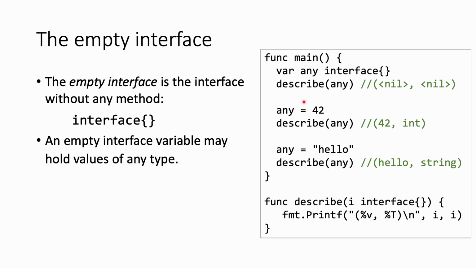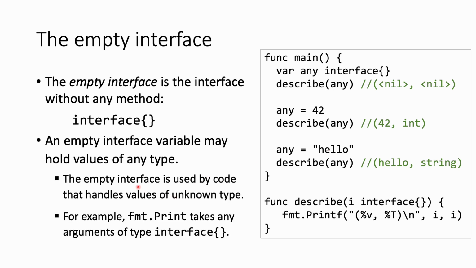For example, variable any, which is of the empty interface type, can hold an integer value 42 or a string value hello. In practice, the empty interface is used by code that handles values of unknown type. For example, the fmt.Print method takes arguments of the empty interface type so that it allows us to print any kind of data.